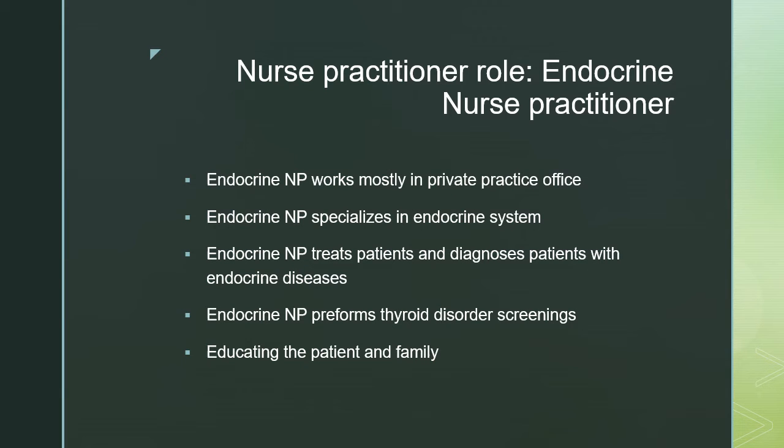And so we go into the next slide, which is the nurse practitioner role. My specific nurse practitioner role that I chose was endocrine nurse practitioner. Endocrine nurse practitioners mostly work in offices, private offices. Sometimes you see them in the hospitals, but mostly they work in a private office with a doctor. Nurse practitioners in endocrine specialize in the endocrine system, and they have an understanding of the whole endocrine system, and they mostly treat and diagnose patients with endocrine diseases.